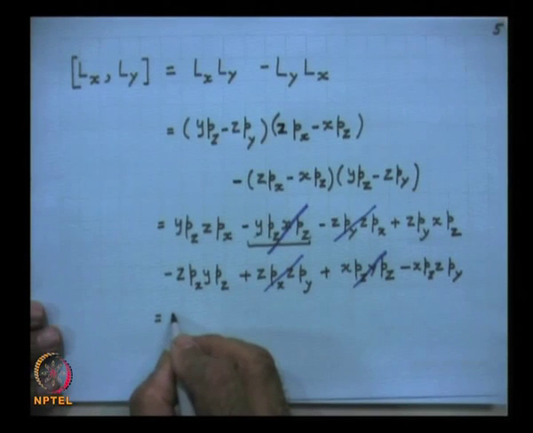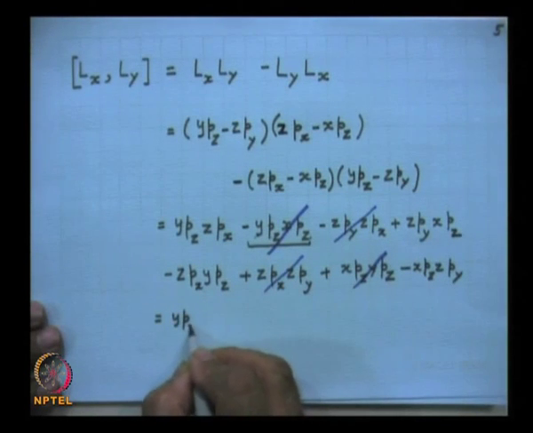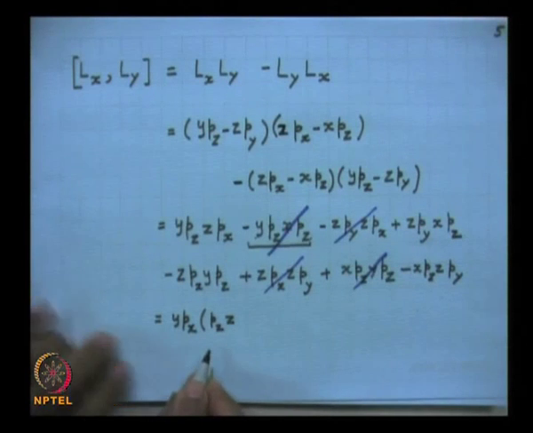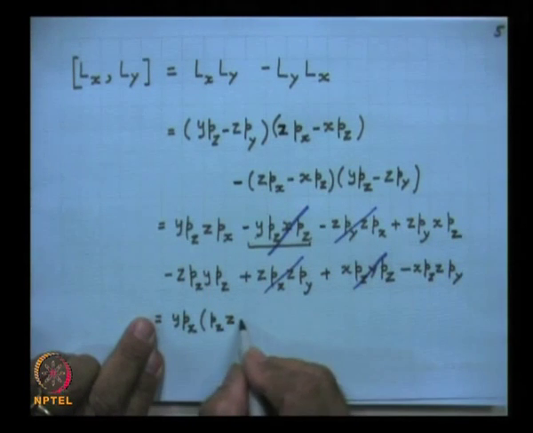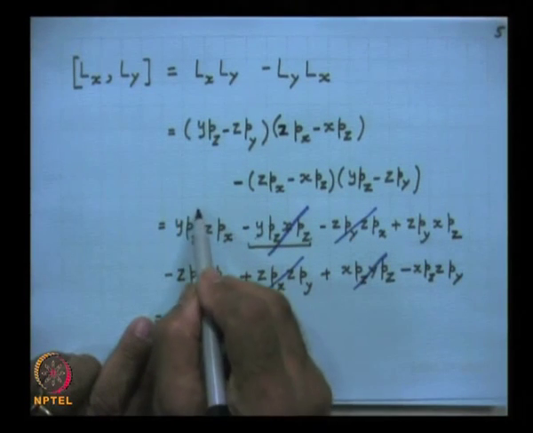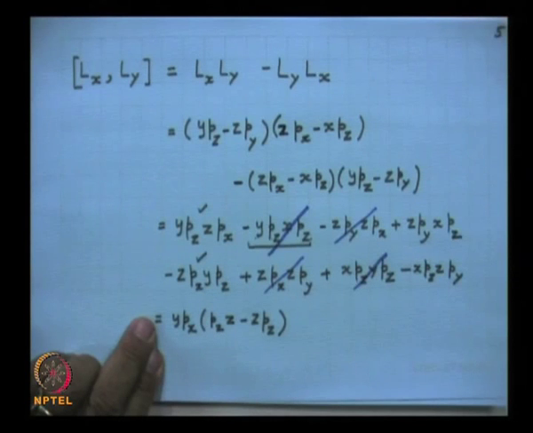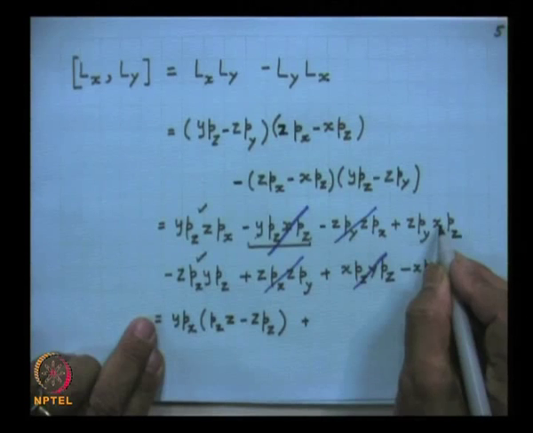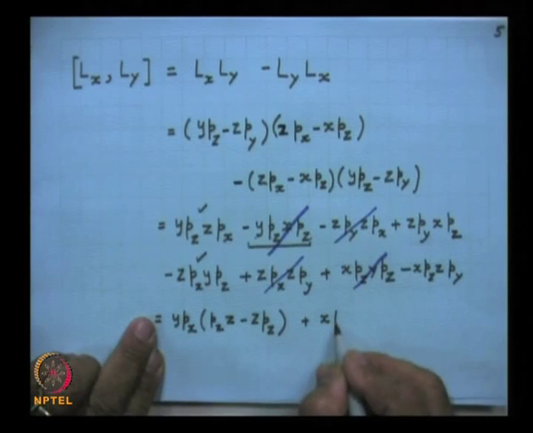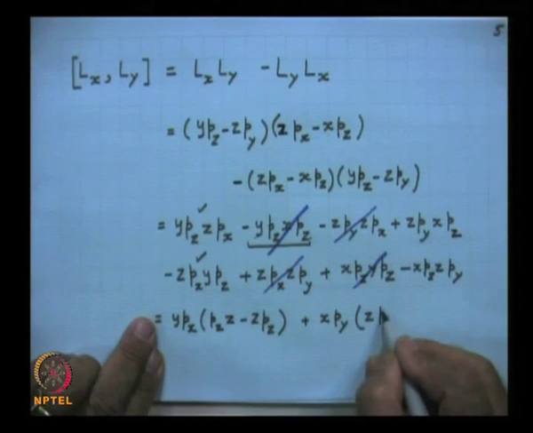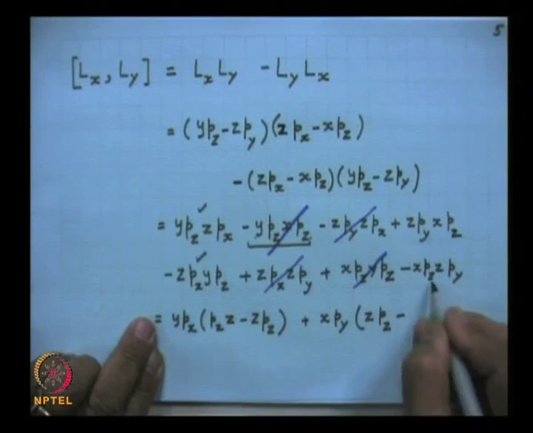So, we will have y p x p z z, y p x minus z p z. So, this is this term and this term. Similarly, here if I take out x p y, so then this will be z p z minus p z z.